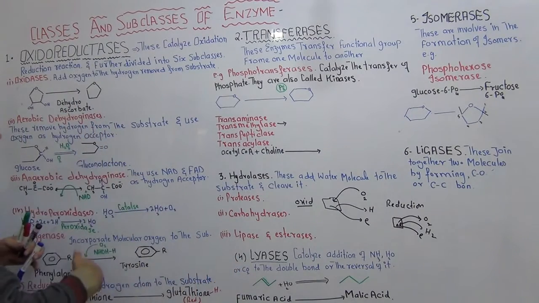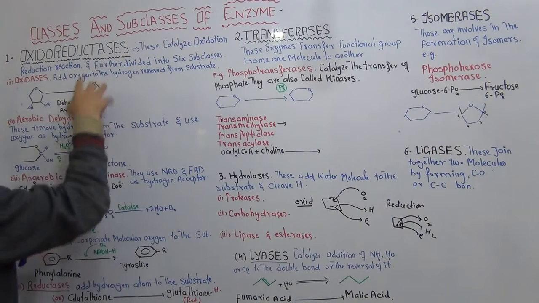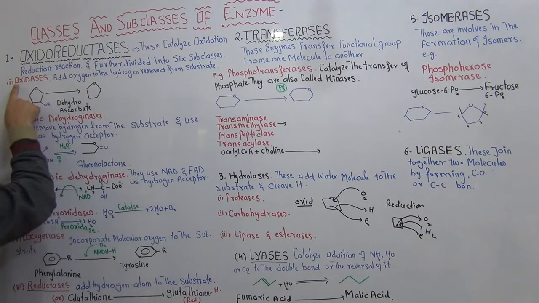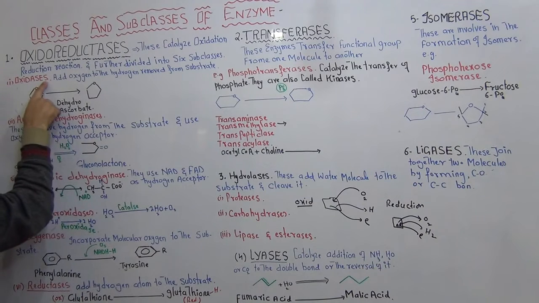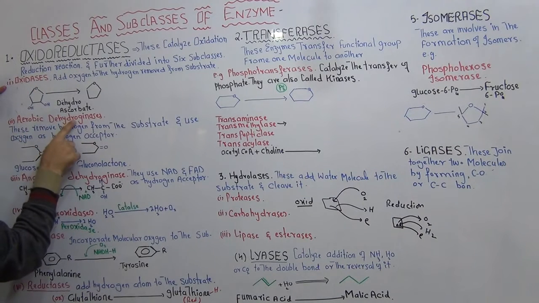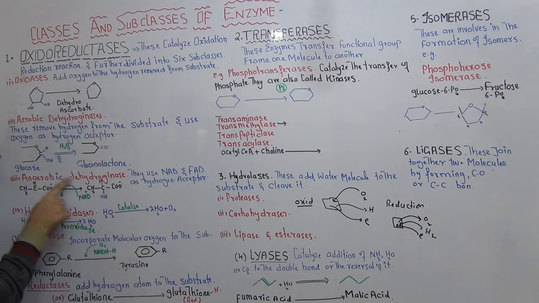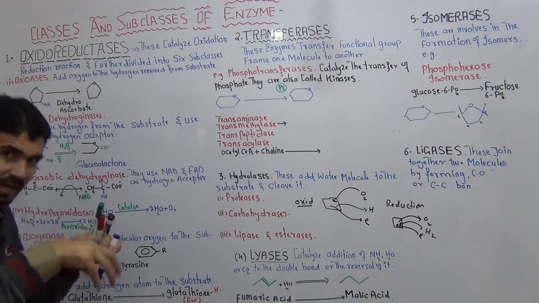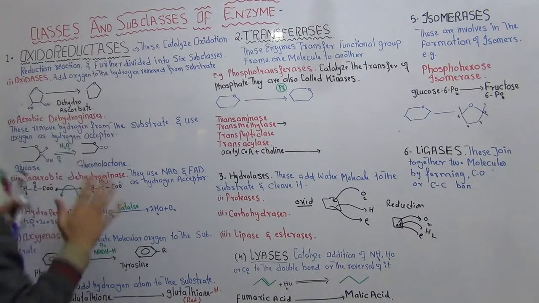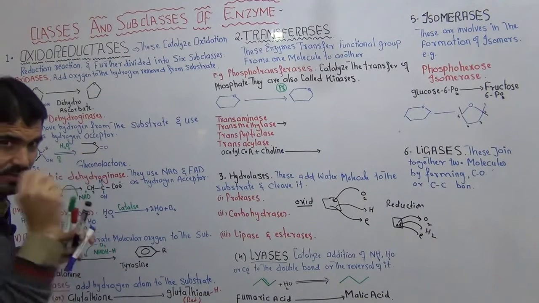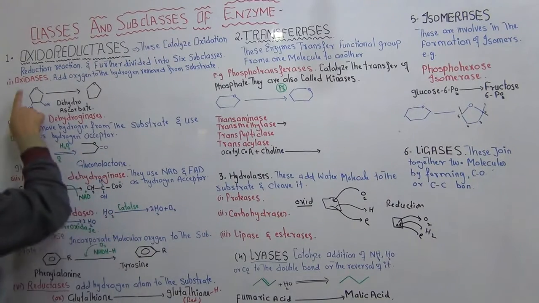So all of them belong to oxidoreductases. So what are the subclasses? These are number 1, oxidases, aerobic dehydrogenases, anaerobic dehydrogenases, hydroperoxidases, oxygenases, and reductases. So these are 6 subclasses within the single oxidoreductase class. Let me discuss them one by one.